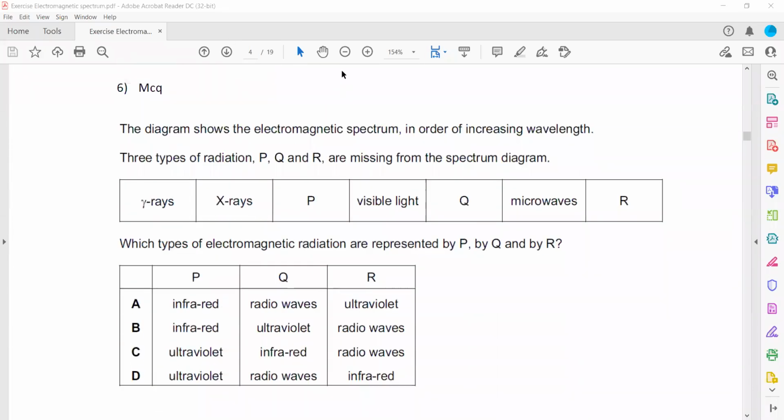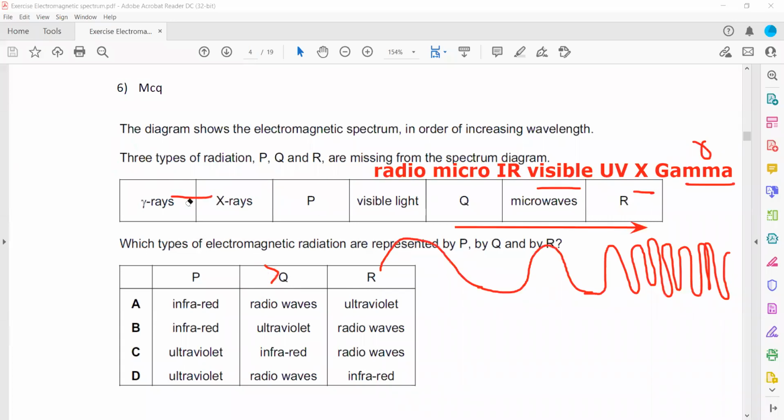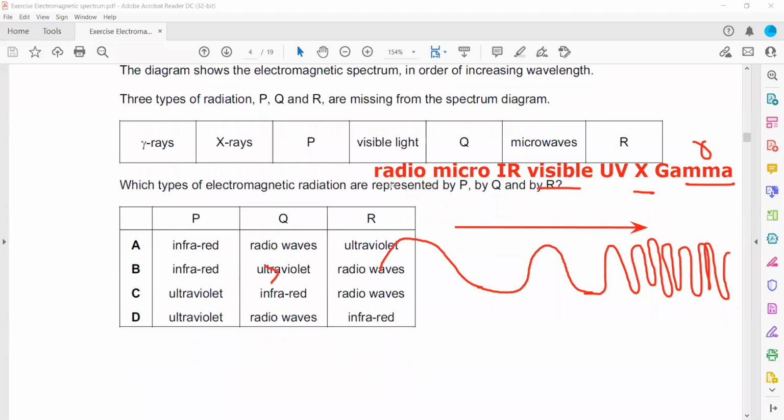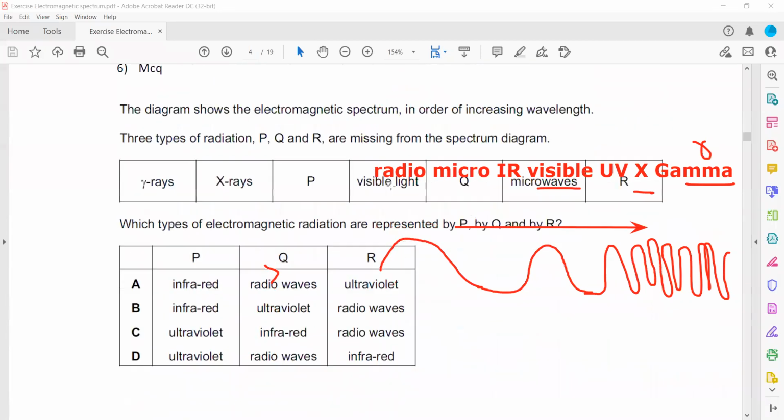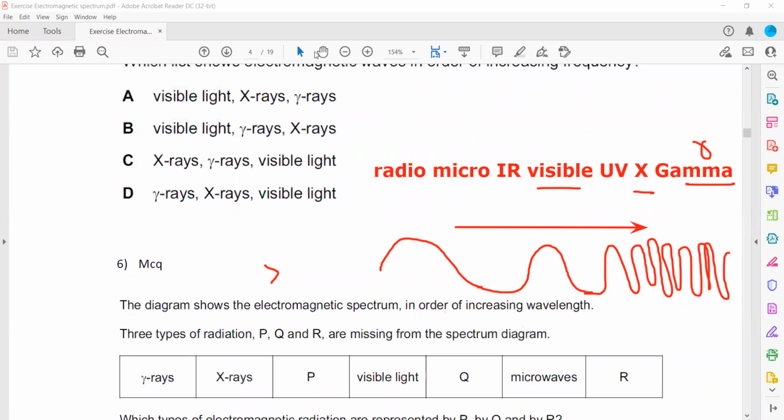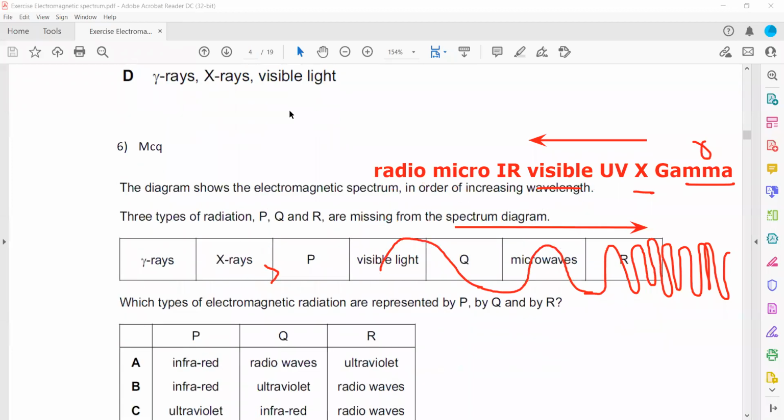Question 5. Then the MCQ is related to the electromagnetic spectrum, order of increasing wavelength. Increasing wavelength is the opposite, because if frequency increases, the wavelength decreases. So it is opposite. When we write this order, it is the order of increasing frequency. But if we say order of increasing wavelength, it will be the other way around. It starts with gamma, then ultraviolet, then X-ray, visible.